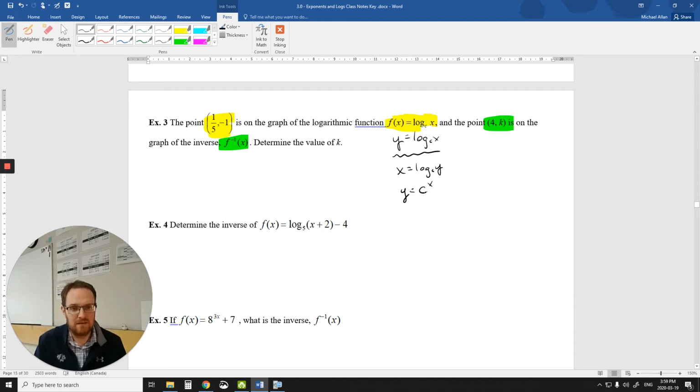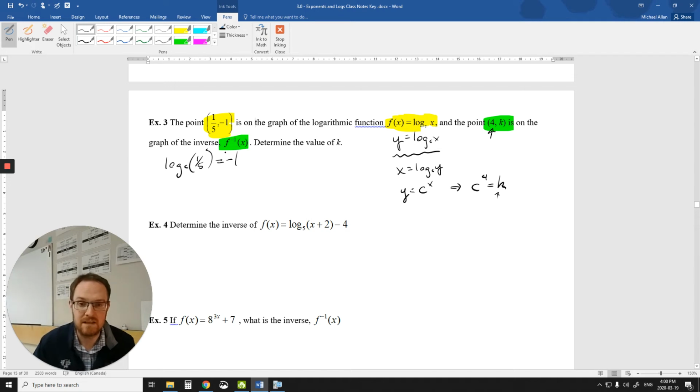So that's what this looks like originally. And it just makes sense because that's what we had up before. Now, what it's saying is that if I put a 4 in here, I'm going to get a k out. So if I put into this equation a 4, I'm going to get k out. And I want to know what this k is. But the problem is if I'm going to solve for k, I don't know what my c value is. So I'm going to use this other information here to find out what my c value is. This is just saying that if I put 1/5 into this equation, I need to get -1 out.